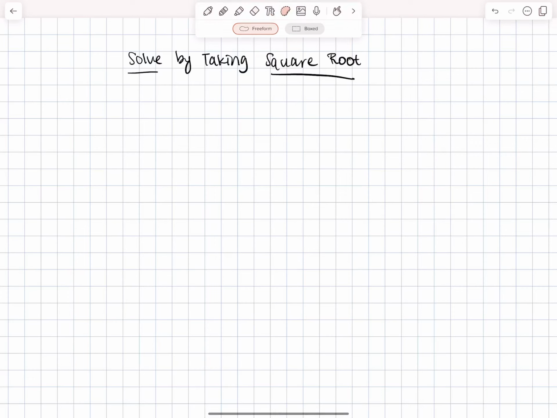Hey guys, in this video we're going to learn how to solve by taking the square root. When we're solving a quadratic, a quadratic is a polynomial that has 2 as the highest exponent, or the highest degree is 2. Let me just write the format for a quadratic. So this is the standard form of a quadratic.